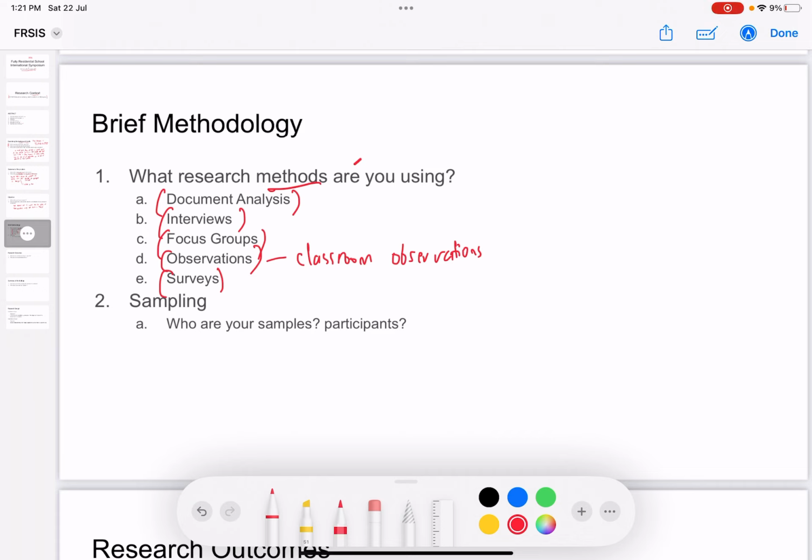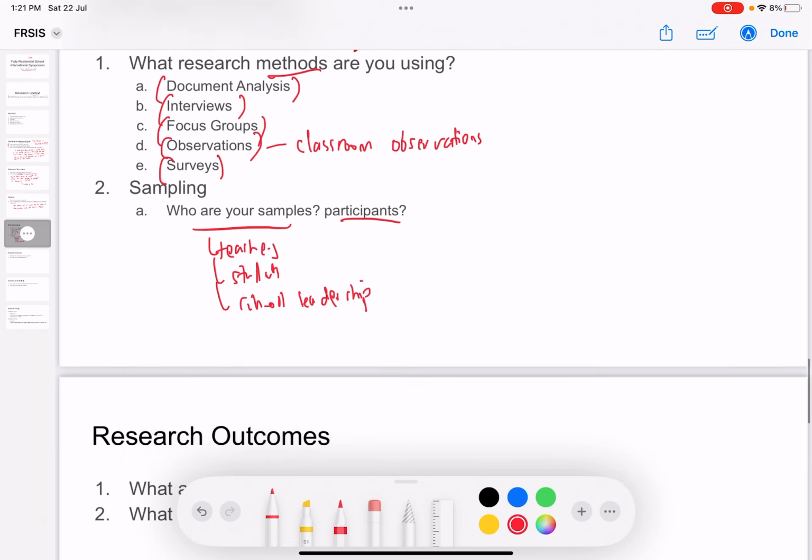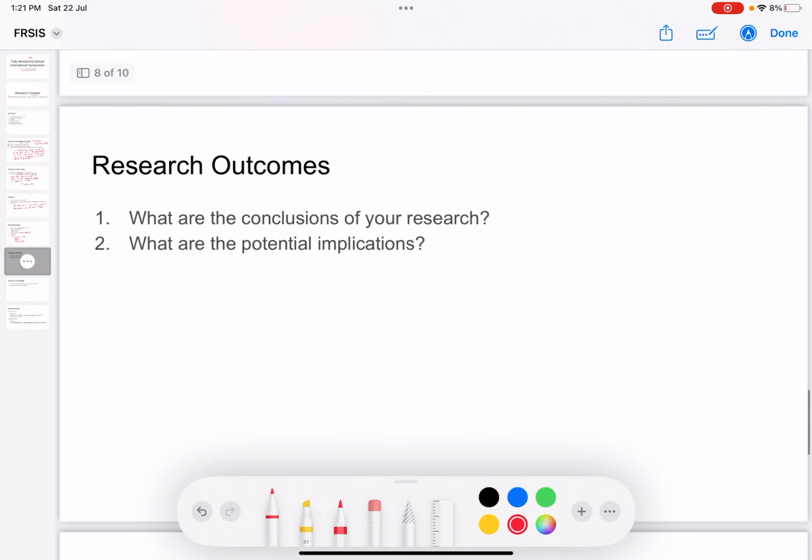You also can do surveys. Surveys nowadays, students use Google Form. You can use Survey Monkey. There are many apps out there that you can use. And also next is sampling. So who are your samples? Who are the participants? In this case, STEM education among rural communities, obviously it's going to be teachers and obviously it's going to be students, right? And then also you've got the school leadership, like the pengetua, the principal, and so on. Okay. So once you already know the sample, it'll be easier for you to decide what methods you want to use.